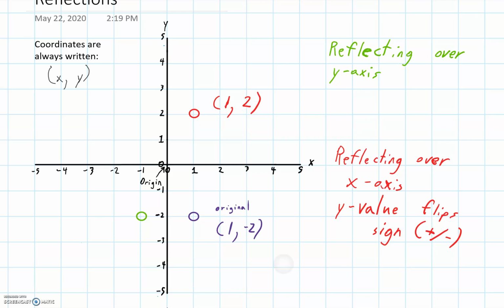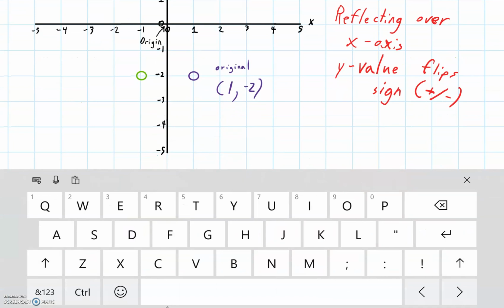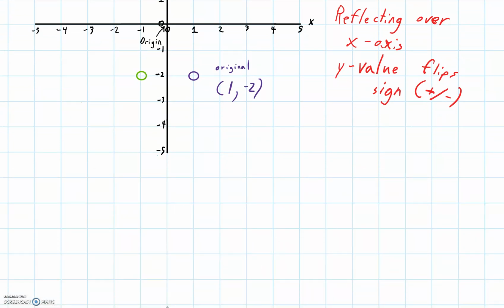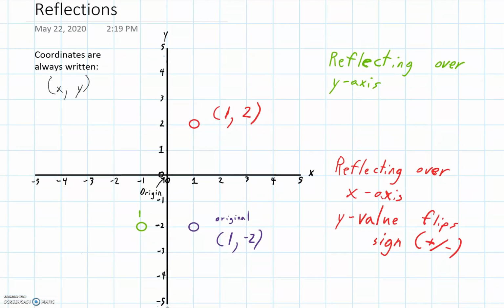So let's look at the points here. X is, wow, my touchscreen part is not doing super well, but that's okay. We're going to make it through it. Our X is -1. So we have, let's start over here, -1. And our Y is this -2. So we've got -2 for Y.